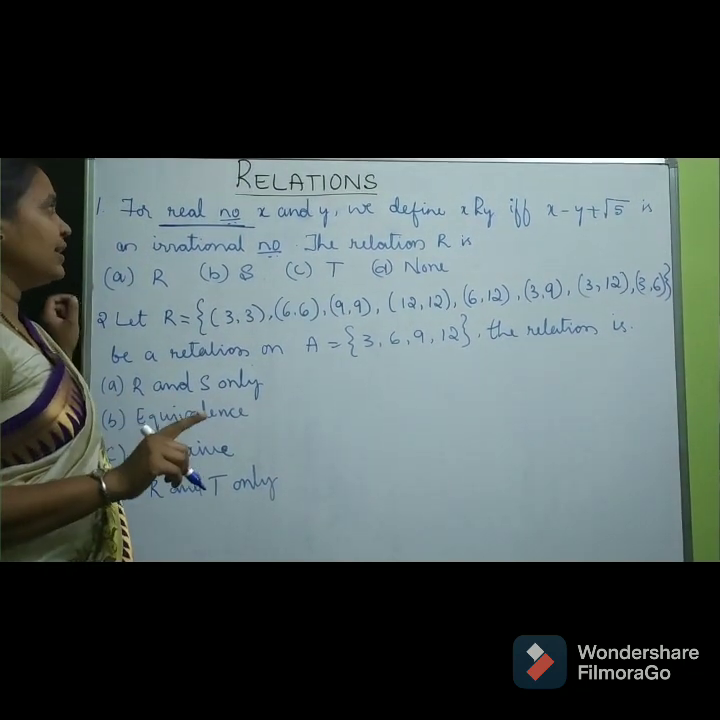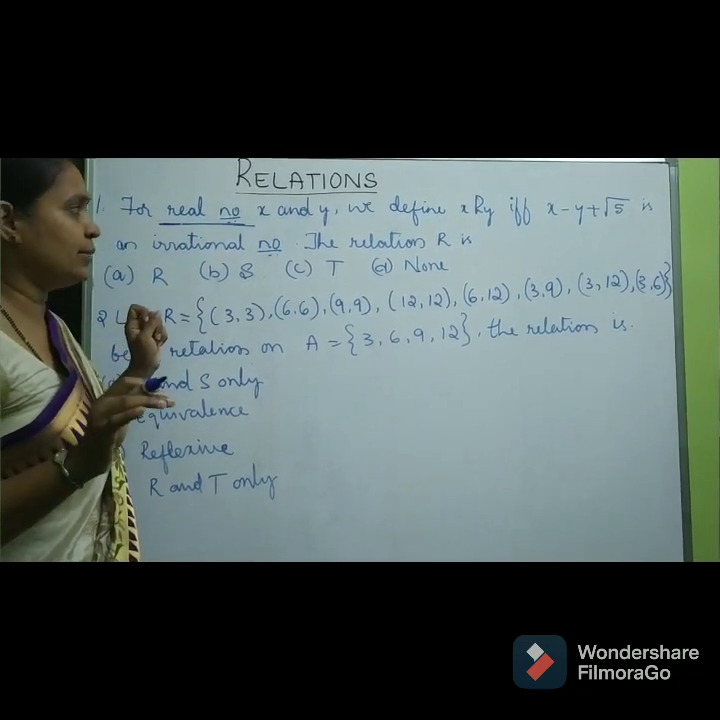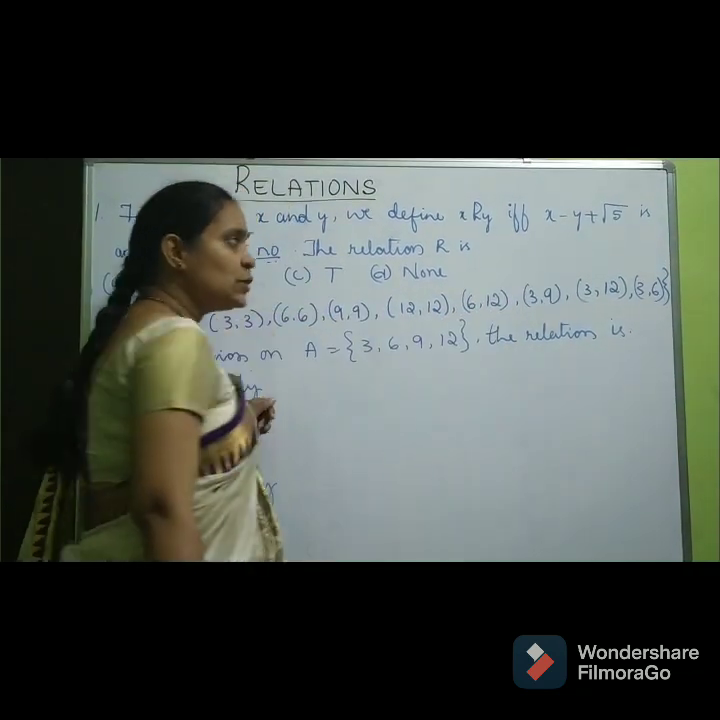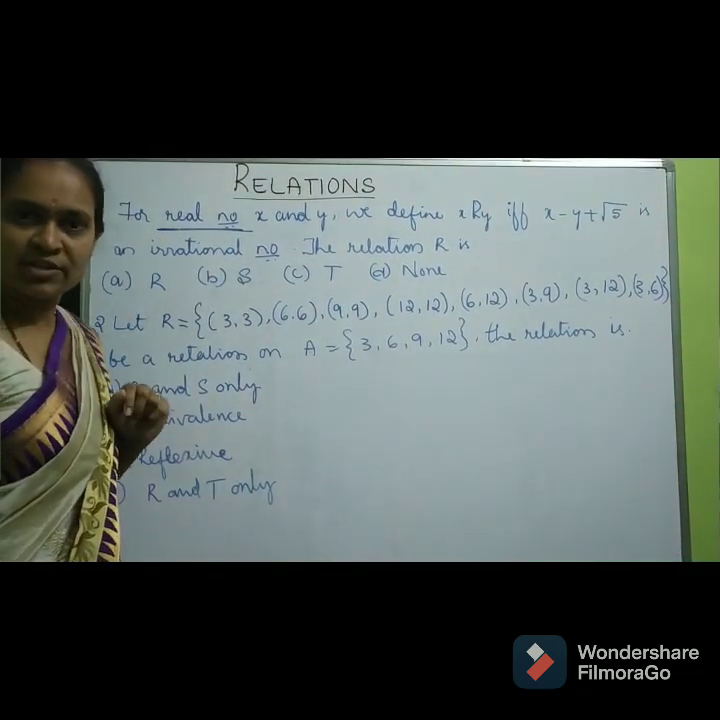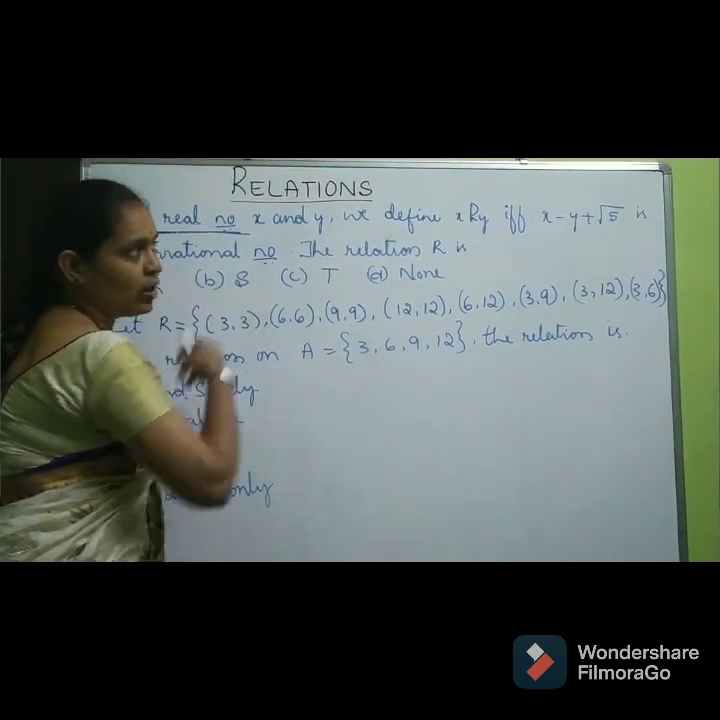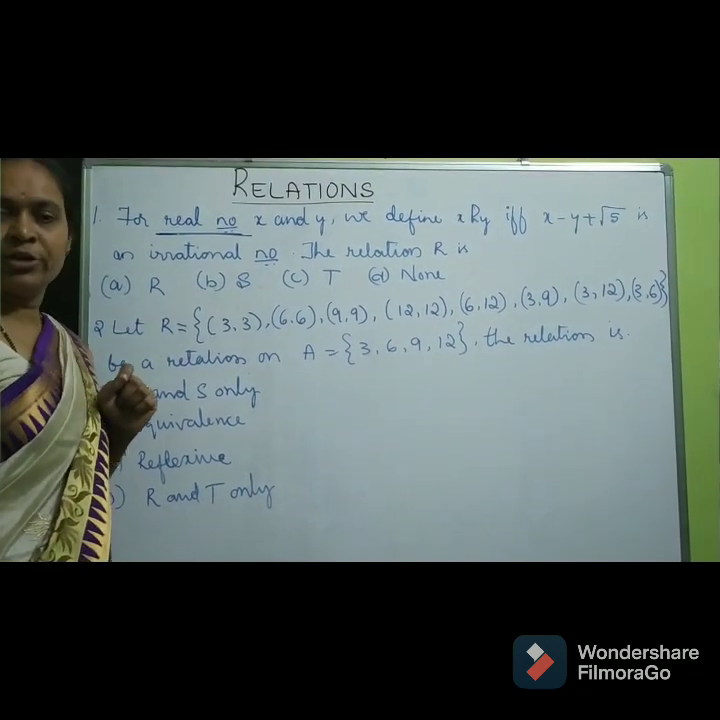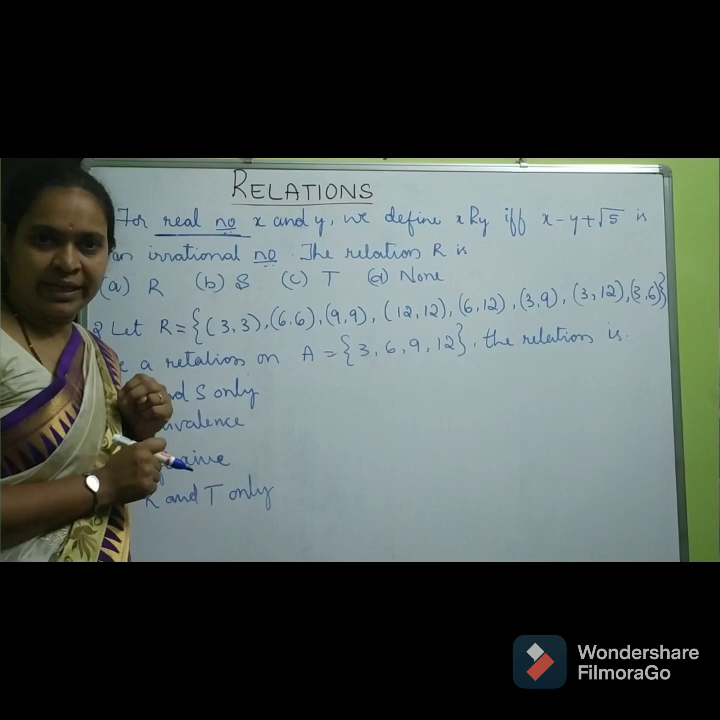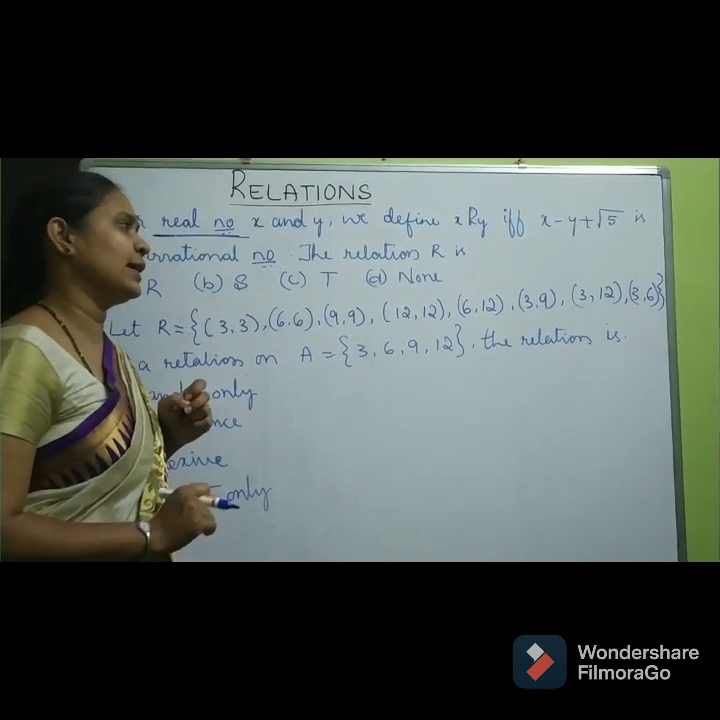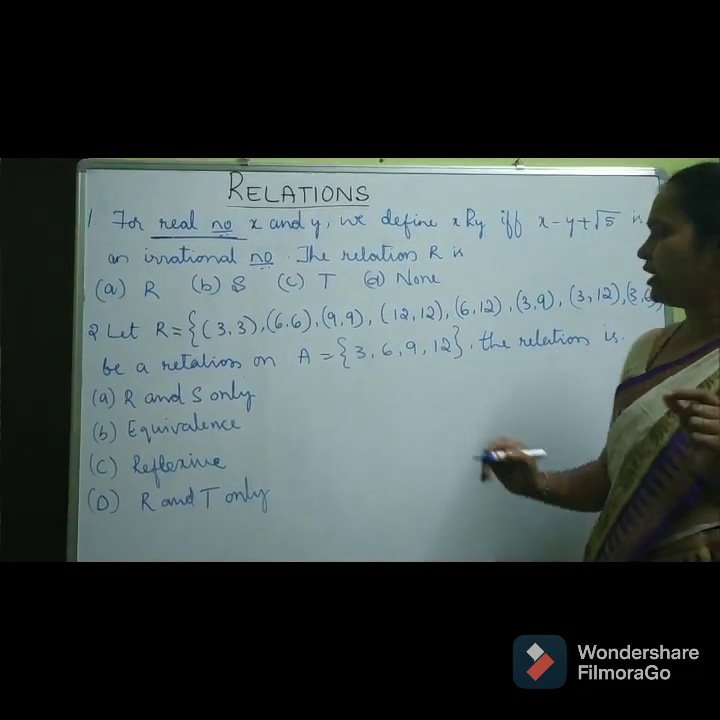They have clearly mentioned x and y are real numbers, so you have to take real numbers. The relation is defined as x minus y plus root 5 is an irrational number. You have to judge whether it is reflexive, symmetric, transitive or none of these. For reflexive, you have to take both the same numbers: for all a, (a, a) belongs to R. So whatever number you choose for x and y, you need to choose the same number.